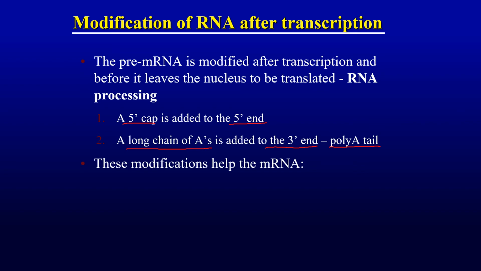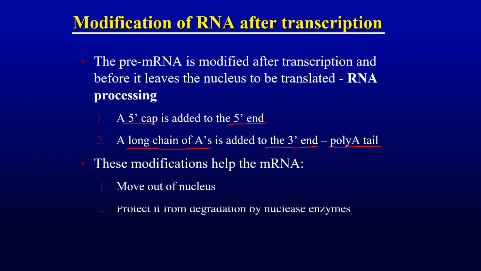So these modifications help the messenger RNA move out of the nucleus. It helps protect it from degradation by nuclease enzymes, which are present in the cytosol, and they're there to break down any nucleic acid. And so they might break down the messenger RNA if it wasn't protected by, in this case, the poly A tail. And they also help it to attach to the ribosomes.